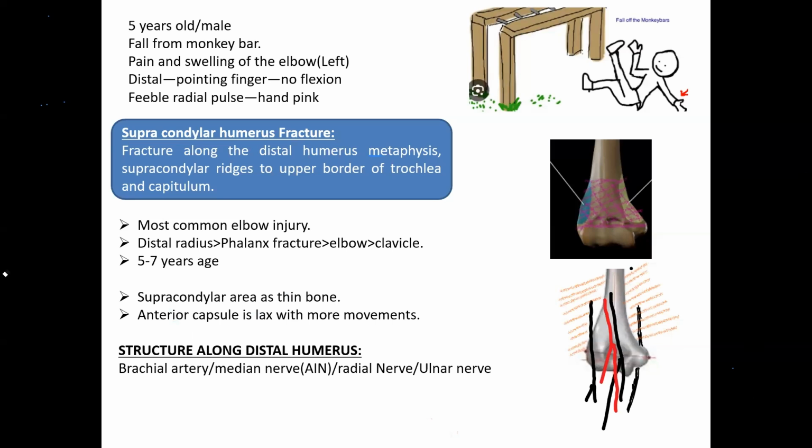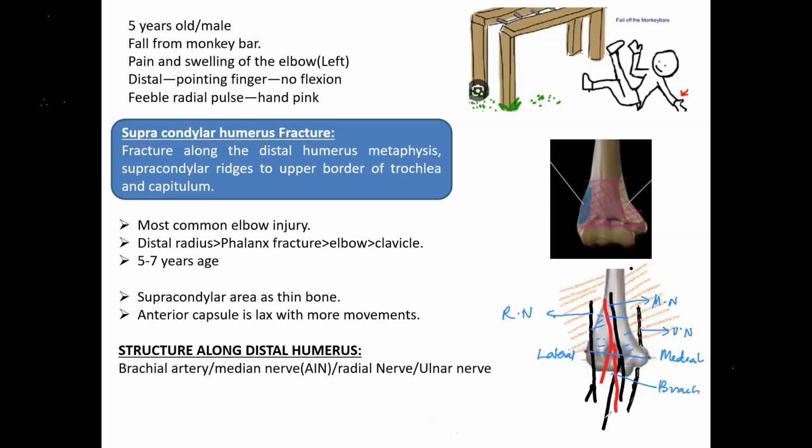Before going to the topic proper, we need to know what the important structures located in relation to the supracondylar area are. As I told you, from the supracondylar ridges to the upper border of the trochlea and capitulum, we have the supracondylar area. So this is all the supracondylar area. This is the medial side. This is the lateral side. On the lateral side, the nerve coming here is the radial nerve. On the medial side, we have the ulnar nerve. And this is your median nerve. The red one is your brachial artery.